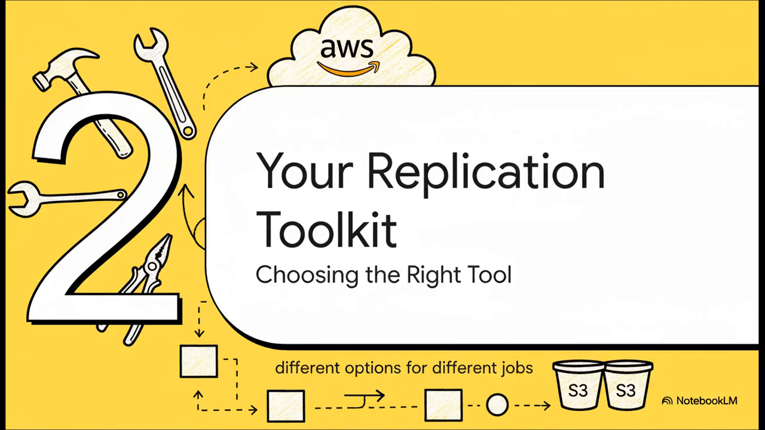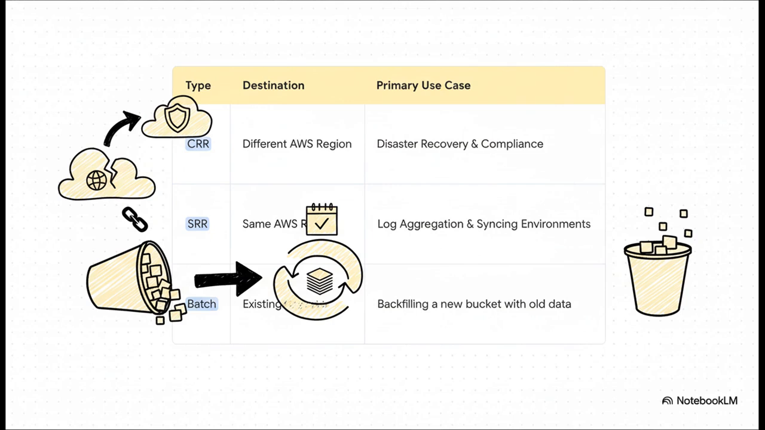But not all replication is created equal. AWS actually gives you a whole toolkit with different options for different jobs. You have to choose the right tool for what you're trying to accomplish. So let's open up that kit and see what's inside. Okay, so you've basically got three key types. First, there's cross-region replication, or CRR. This is your go-to for disaster recovery, right? You're sending data to a totally different geographic region for maximum safety.